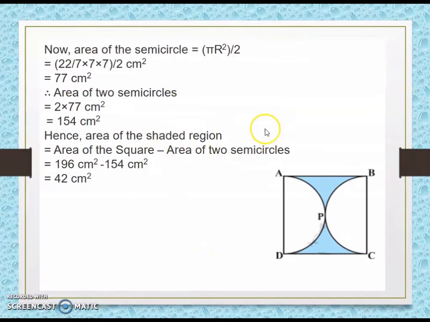So that is pi r square by 2. Area of the semicircle is pi r square by 2, but you will multiply it with 2 because there are two semicircles. So these two will together be equivalent to one circle. So that circle's area will be 154 centimeter square, and the shaded region will be 196 minus 154, that is 42 centimeter square.